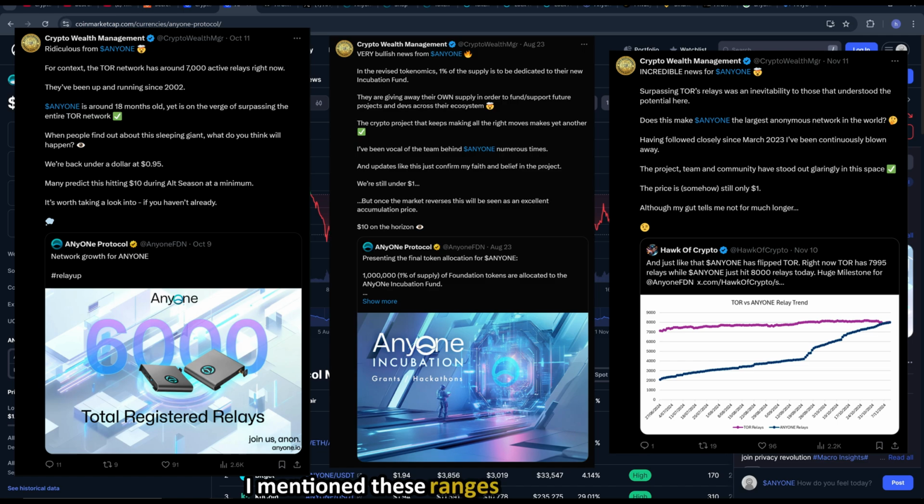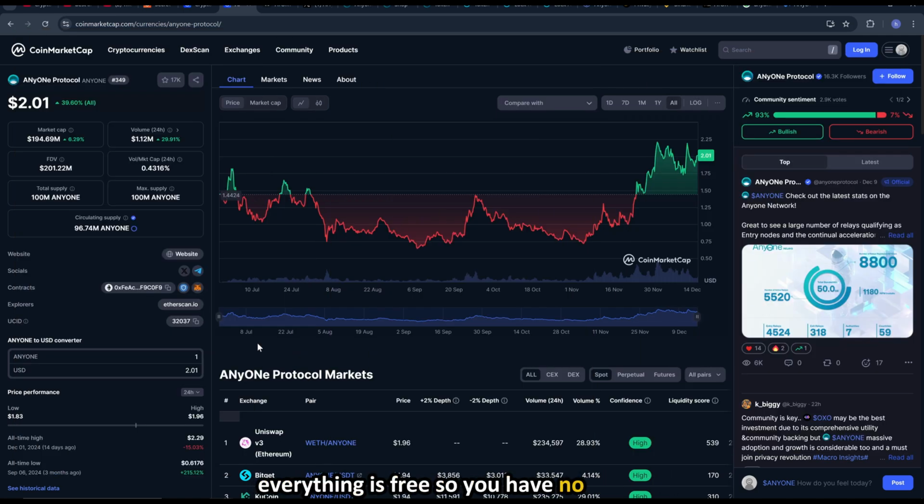I mentioned these ranges here around 70 cents multiple times as an excellent buy for the project. So if you missed it, subscribe, follow me on Twitter, and join the Discord. Everything is free, so you have no excuses. If you got that in, you'd be around 2.53x up now.